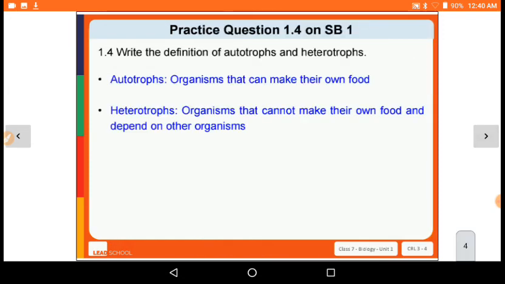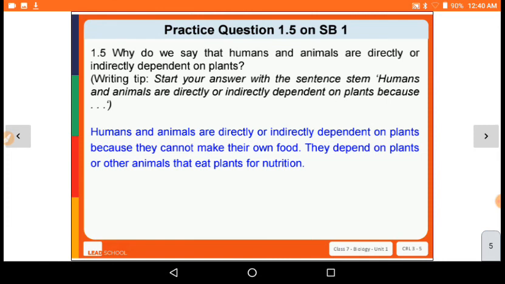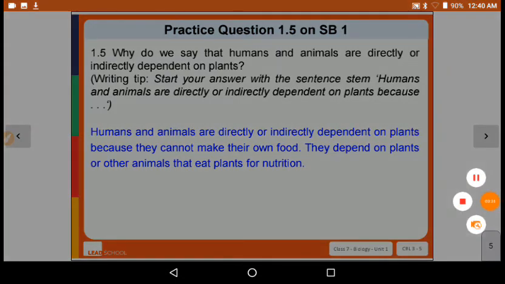So what are autotrophs? Organisms that make their own food are autotrophs, and heterotrophs are organisms that cannot make their own food and depend on other organisms. And why do animals and humans directly or indirectly depend on plants? Because they cannot make their own food, animals and humans depend on plants or other animals that eat plants for nutrition. So we have completed practice question number 1. Now let's see practice question number 2.